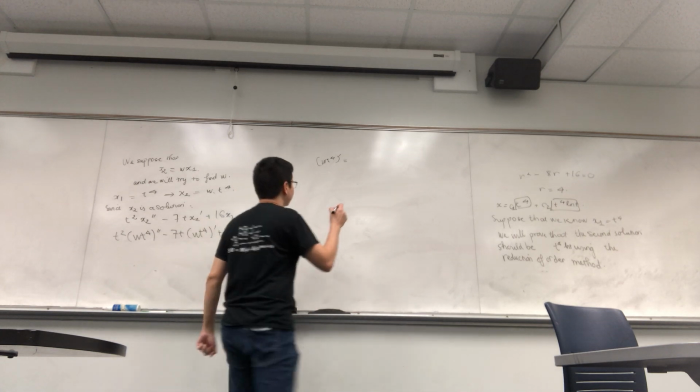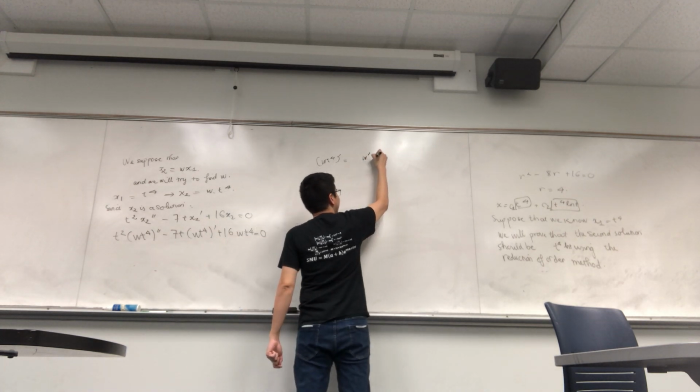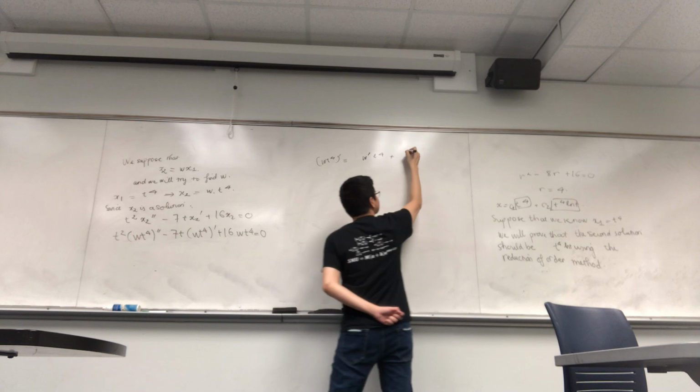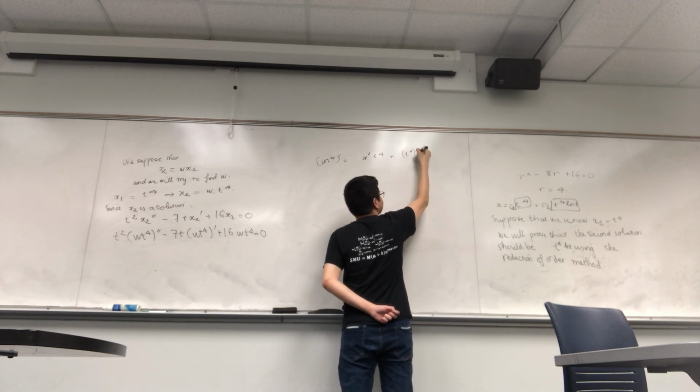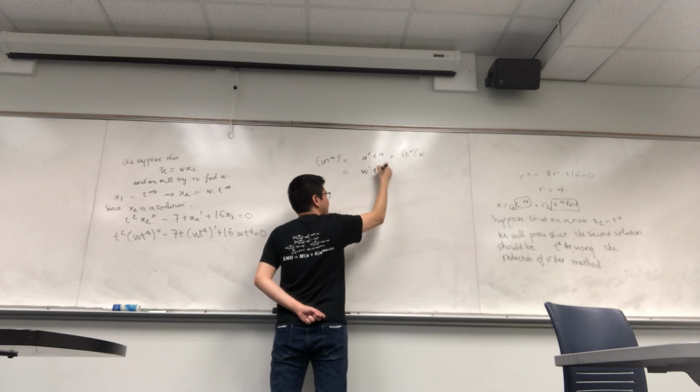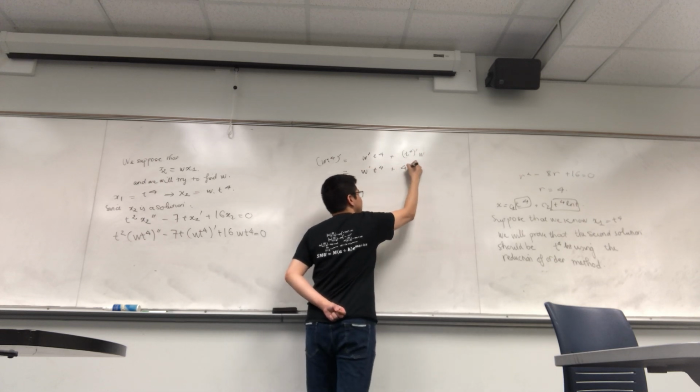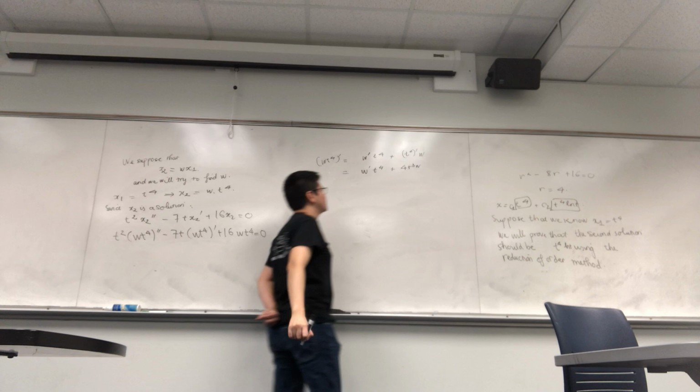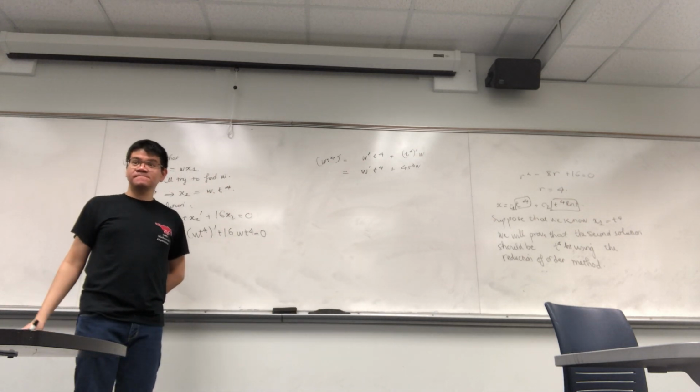So this gives you W prime t to the 4 plus t to the 4 prime W. So this is the product rule, and this is W prime times t to the 4 plus 4 t to the 3 W. Right?